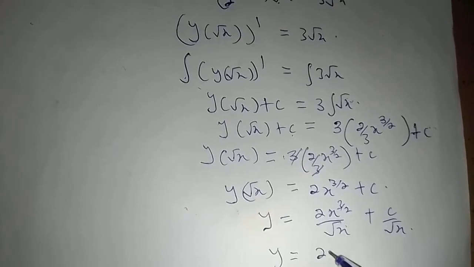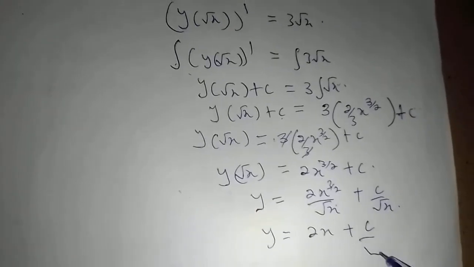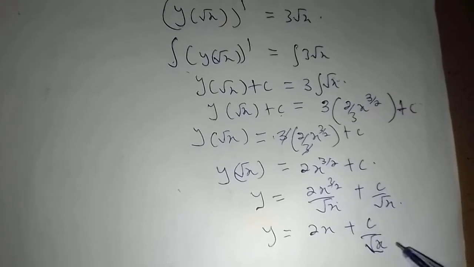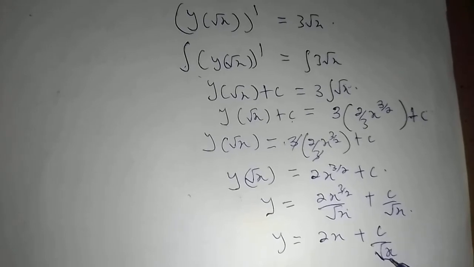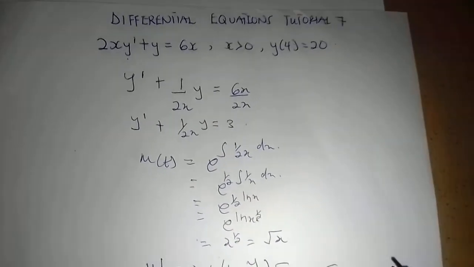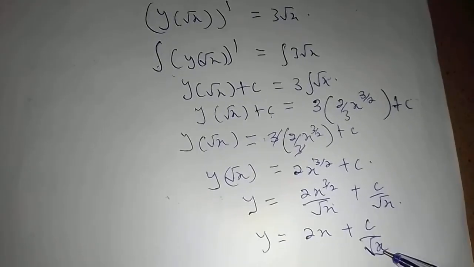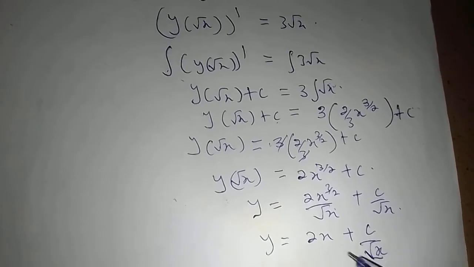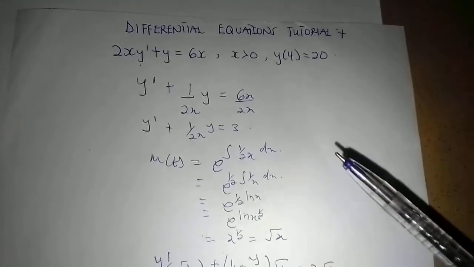We are going to get 2x plus c over root of x. So we can see that because of this root of x, that is why there was a condition that x should be greater than 0, and the root sign too, it can't be a negative number under here. So that makes sure that we satisfy the initial condition as x is greater than 0.